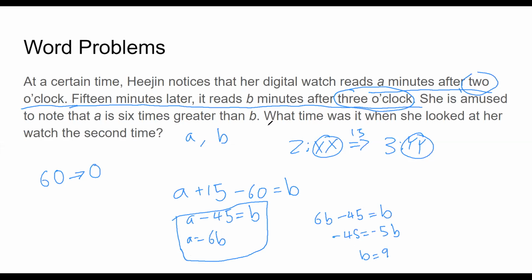And then we look back. What is the question asking for? What time is it when she looked at her watch the second time? Well, the second time it was B minutes after 3 o'clock, as it says here. And then that means that the time would be 3:09 p.m.